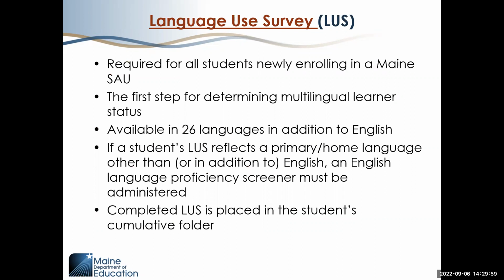The first step of that process is administration of the language use survey. The language use survey is a form which is included in the registration packet for all enrolling students. It must be administered to every newly enrolled student pre-K through grade 12. If a student's language use survey reflects a primary or home language other than English, an English language proficiency screener must be administered. Completed language use surveys are then placed in the student's cumulative folder.